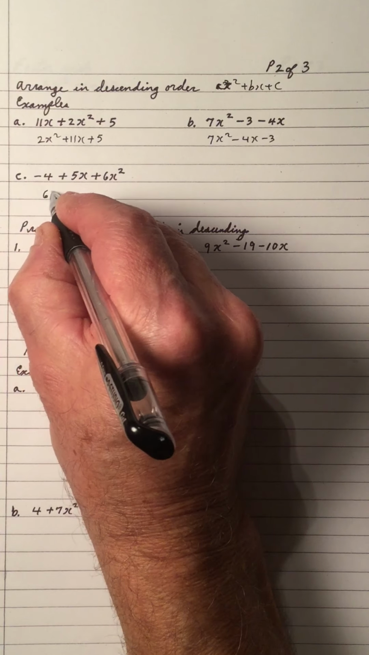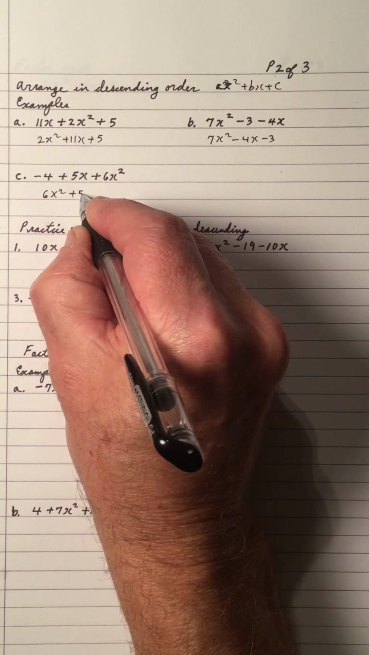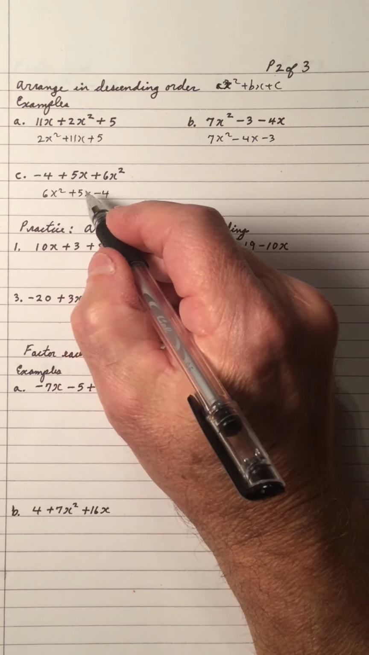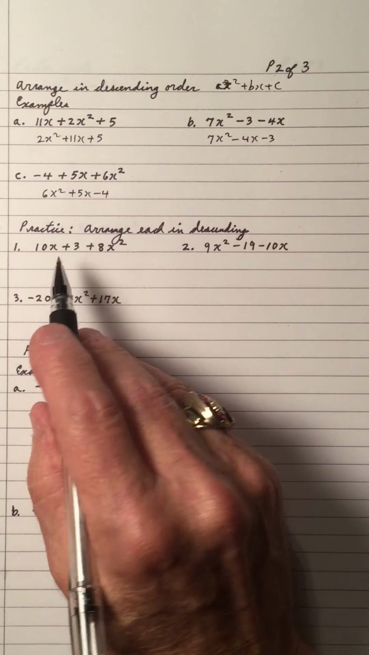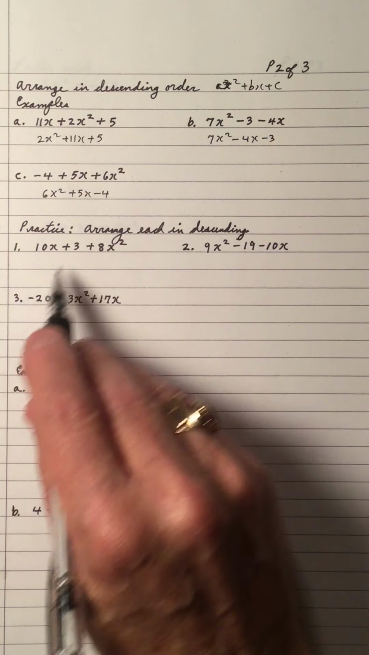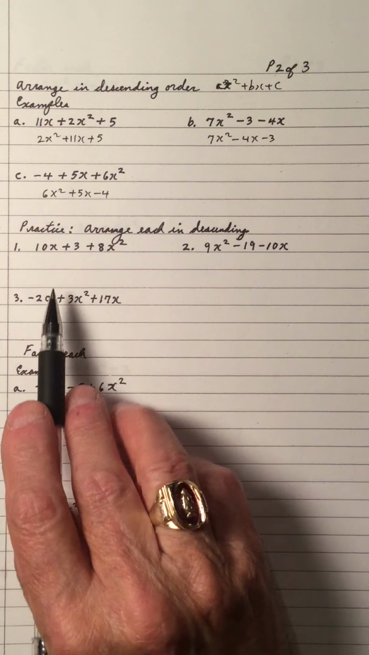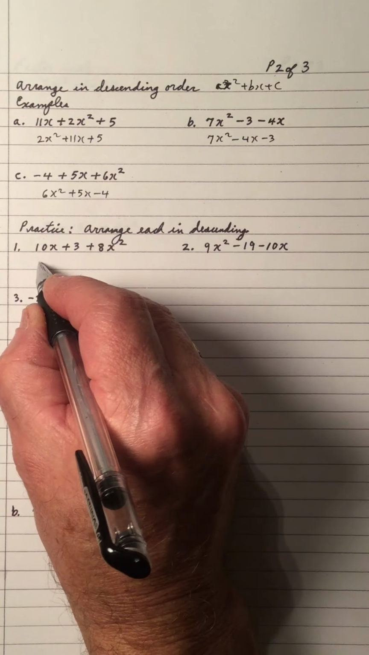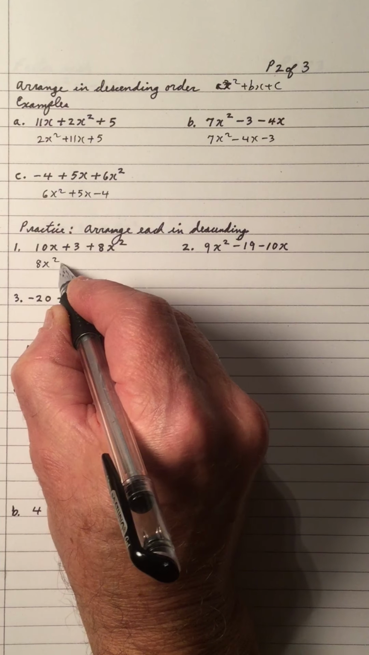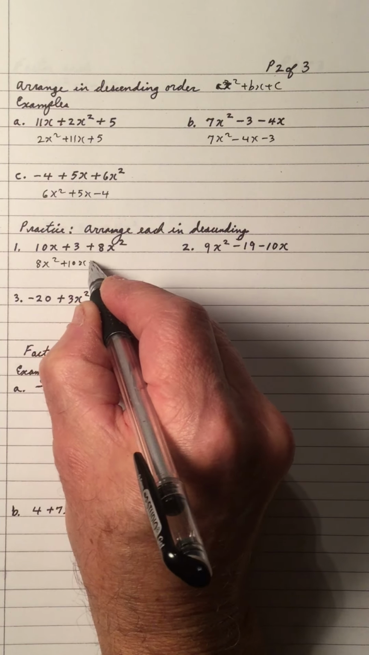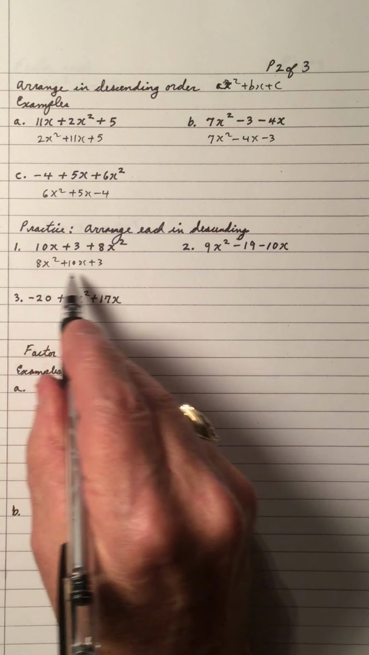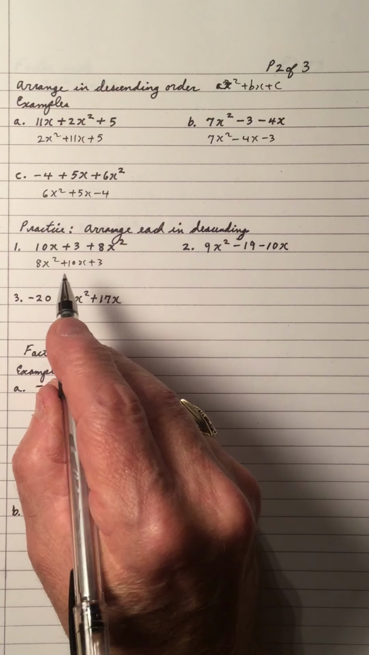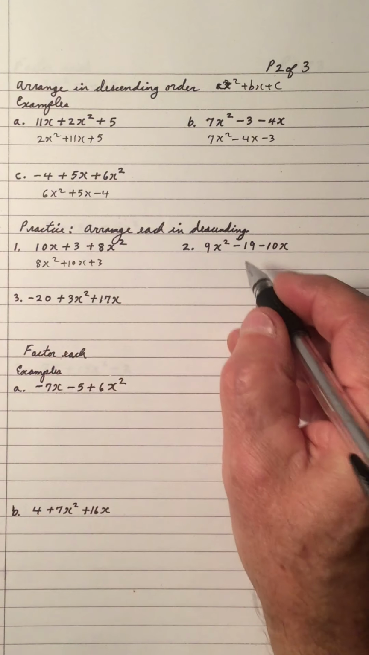So x squared goes first, so 6x squared. The x goes next, so it's 5x. And the minus 4 is last, the constant. So x squared, x, constant. Perfect. Practice. Now, you can pause the video and do the descending order on these 3. Here we go. First goes x squared, so it's 8x squared plus 10x plus 3. Notice, again, I didn't change the signs. Even though I'm moving them around, I don't change the signs because I'm not moving across the equal sign, transposing.